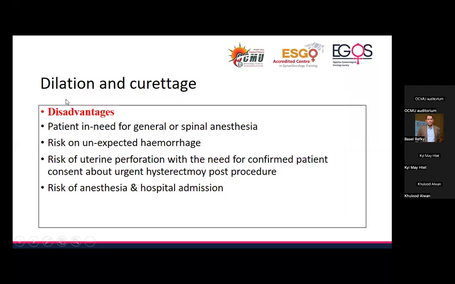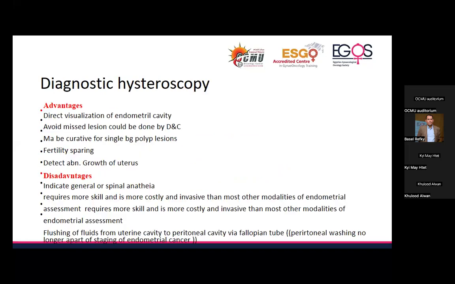Disadvantages of dilatation and curettage: the patient is in need of general or spinal anesthesia, it may be associated with unexpected hemorrhage, there is a risk of uterine perforation, and there is risk of anesthesia and hospital admission. I usually do it with sedation and a laryngeal mask, without intubation. You may also miss a lesion at the isthmus or at the corners of the uterus in DNC without hysteroscope.